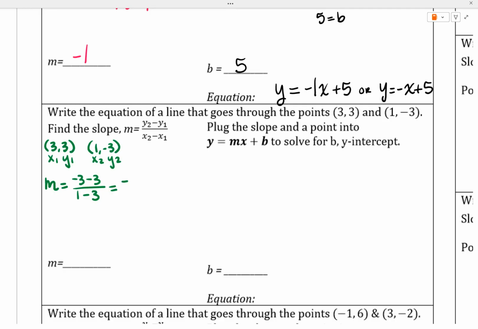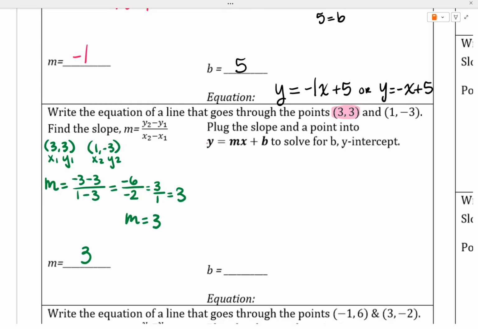-3 minus 3 gives us -6, over 1 minus 3 is -2. A negative over a negative makes a positive. 6 over 2 turns into 3 over 1, or just 3. So our slope, our m, is 3. And we are going to plug that into slope-intercept form, and I'm going to pick (3, 3) as my point to plug in.